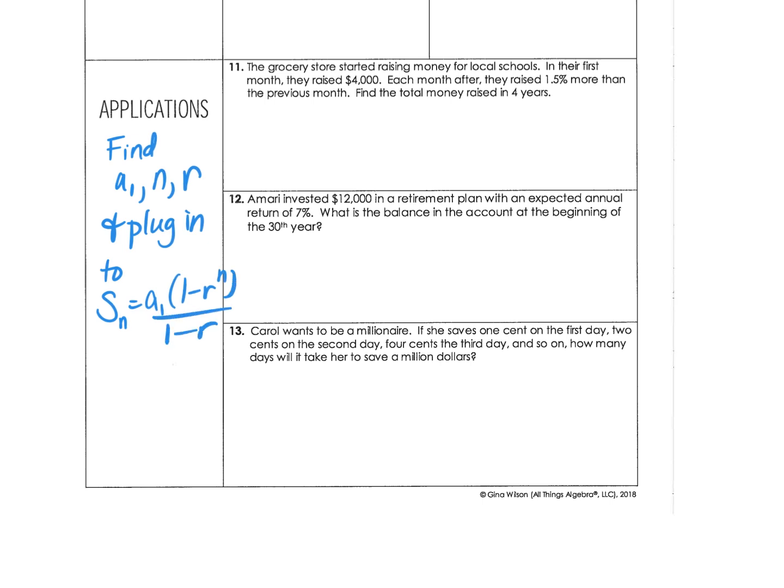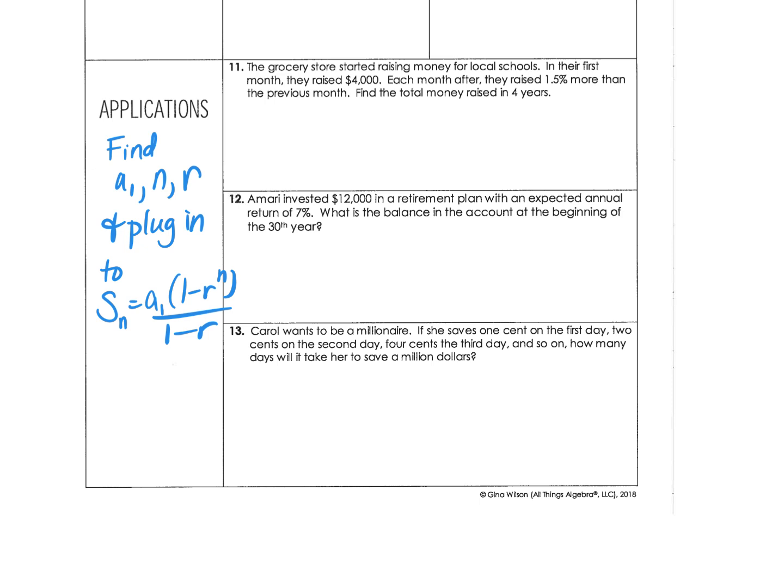Now let's talk applications. And then we'll talk about converging and diverging. Applications are the same thing, guys. You just have to find A sub 1, N and R, and plug in for the formula. So let's read through number 11 and see if we can't figure out what all of those things are. Because I'm pretty sure if you can figure out what A sub 1 is, what N is, and what R is, you can plug in and do the math.